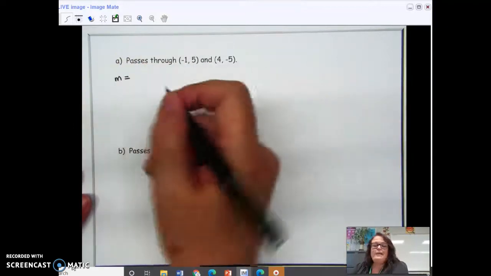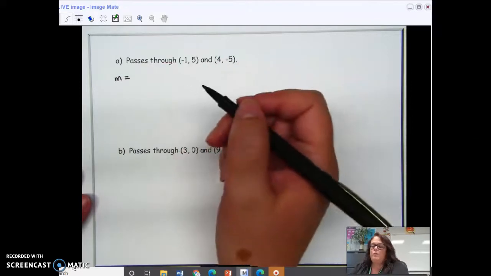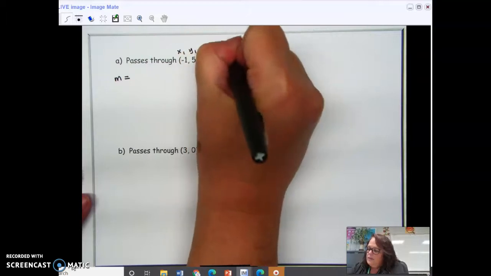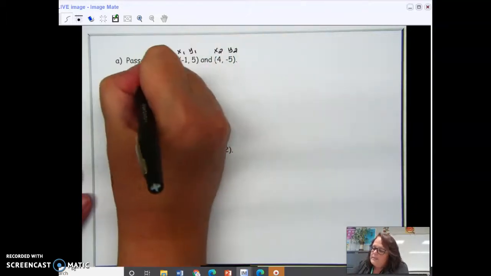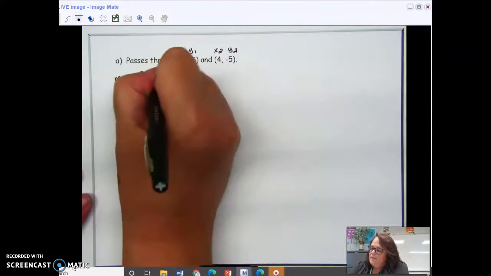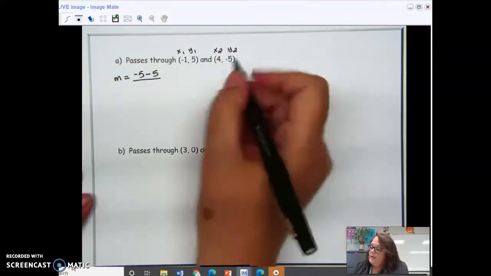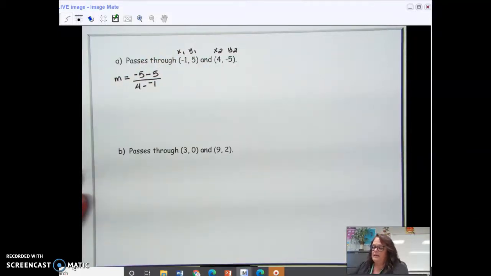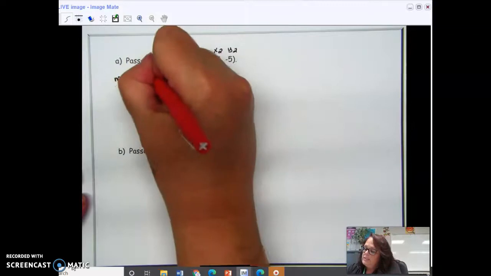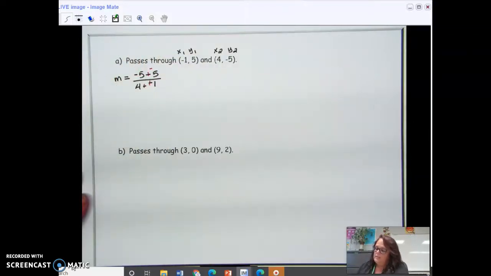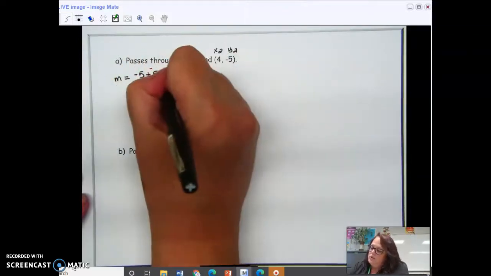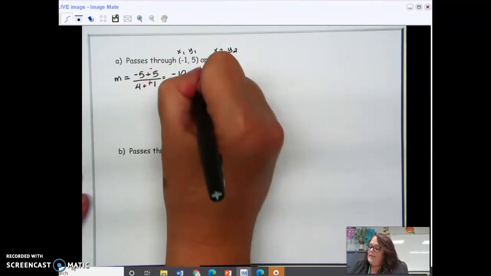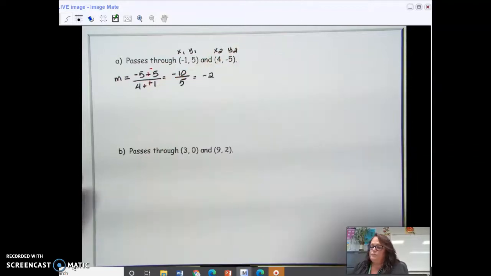So remember, that's rise over run, and rise rhymes with y's. So if this is my x1 and my y1, this is my x2 and my y2. So I'm going to take -5 and subtract 5, because that's y2 minus y1. And then I'm going to take 4 and subtract -1, because that's my x2 minus x1. So I'm going to change these to plus the opposite, just to keep it in addition. So for my numerator, I get -10, and for my denominator, I get +5. And -10 divided by 5 gives me -2.